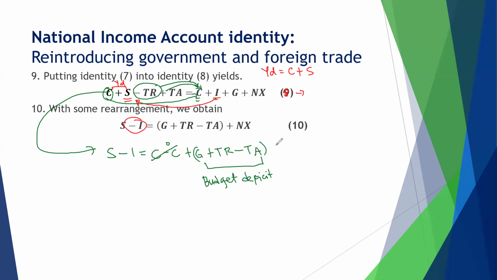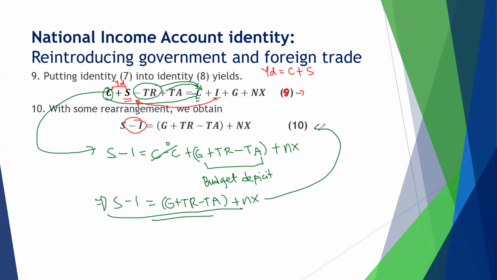And here, we're going to add the net export, where the net export is export minus import. So here, if we're going to arrange this one, so it's actually S minus I is equivalent to G plus TR minus TA, or the budget deficit, plus NX, which this one is actually equivalent to this equation 10, no? So I hope that's clear.